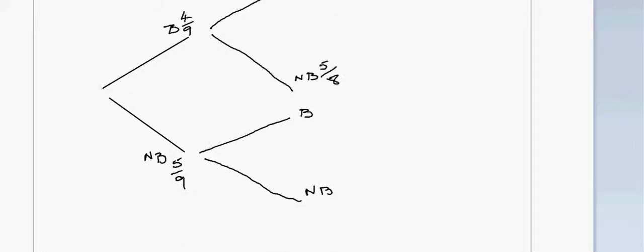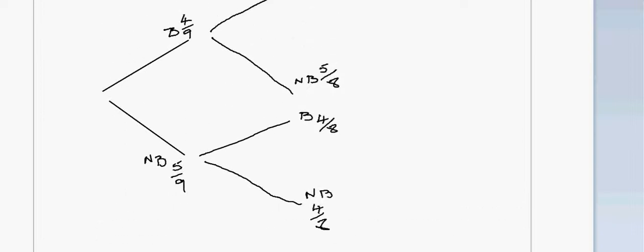So if I'd have chosen a blue on the first go, there'd be one less blue, but also one less counter. So this would be 3 over 8, so the remainder must be 5 over 8. Now if I'd have chosen a not blue on the first go, there'd be one less counter that's not blue and one less counter in the bag.